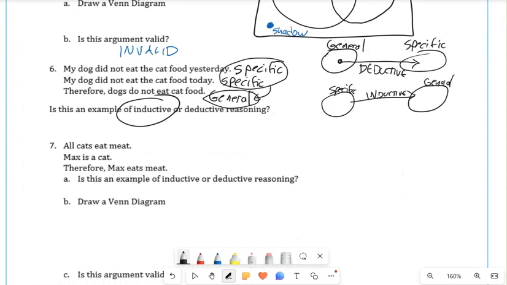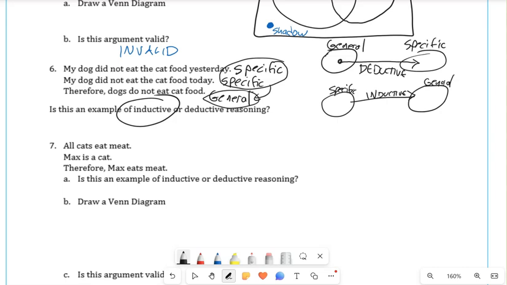All cats eat meat. Max is a cat. I wrote this problem and my cat's name is Max. I was wondering if he's in here, I could hold him up to the camera so you could actually meet Max. Therefore, Max eats meat.